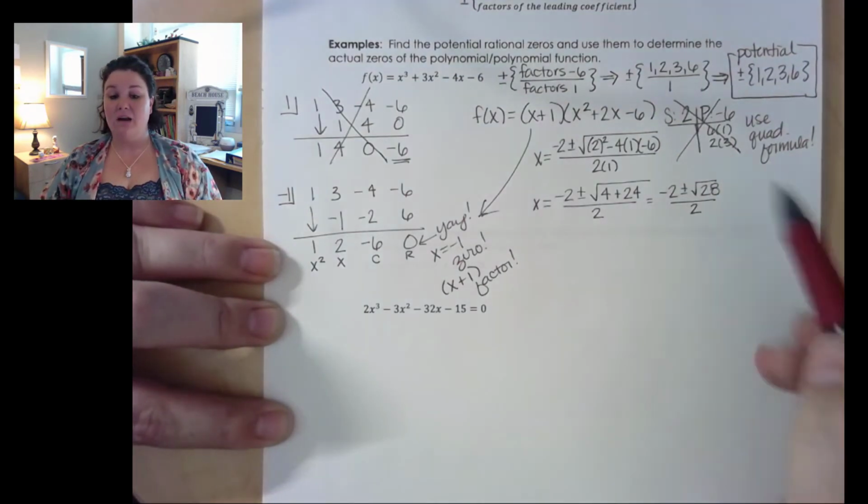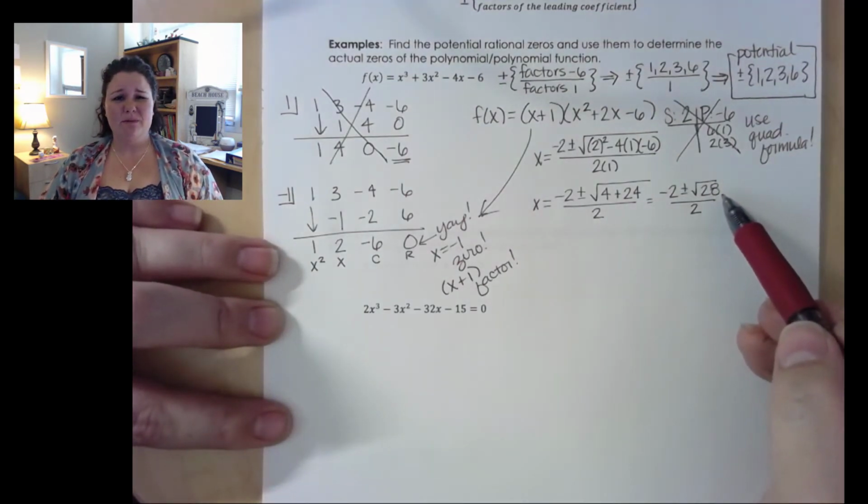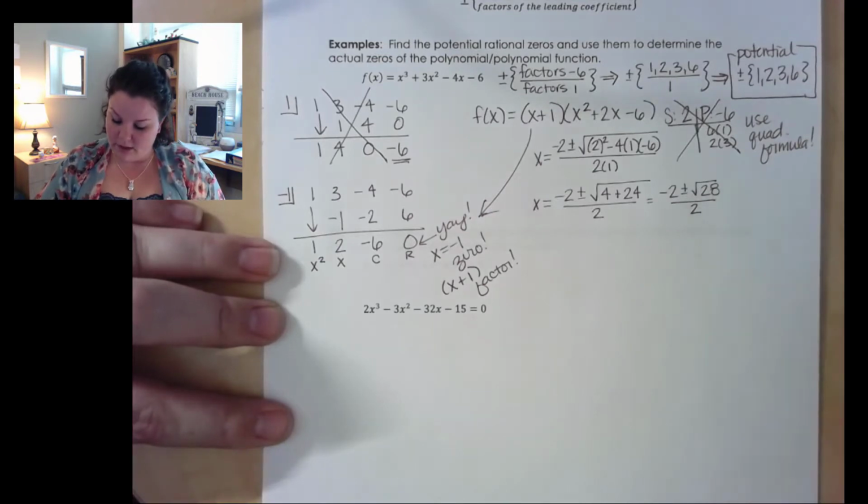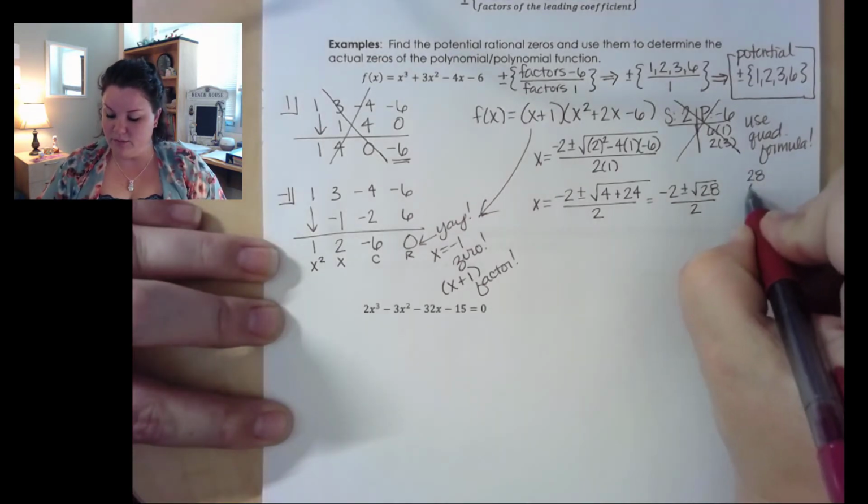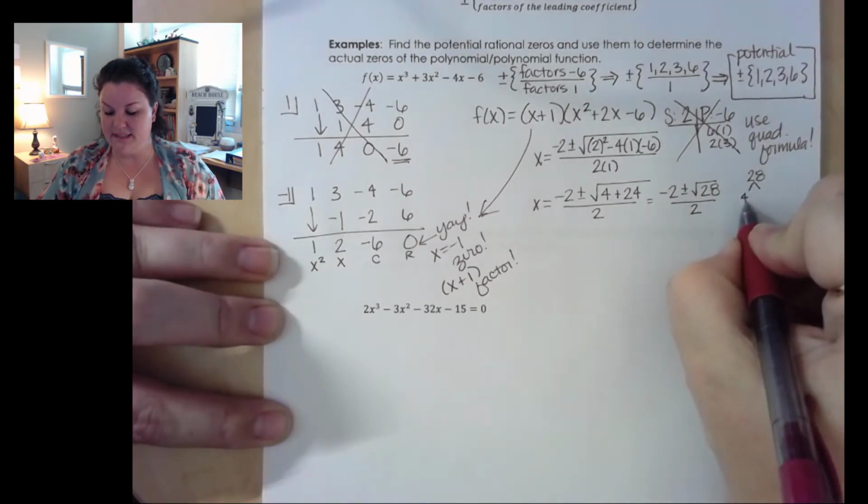Now 28 is not a perfect square, but I should be able to reduce that radical a little bit. So 28, if you remember, is the same thing as 4 times 7.